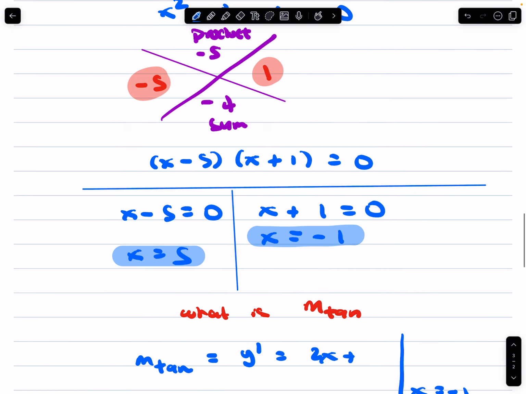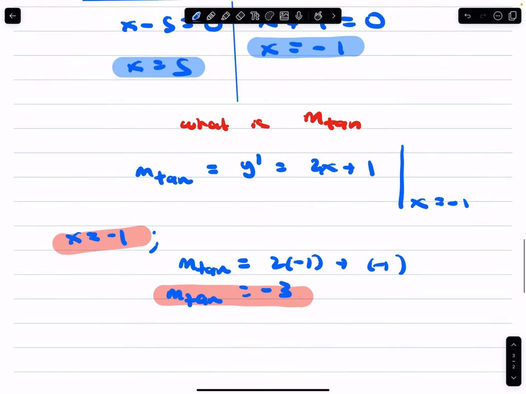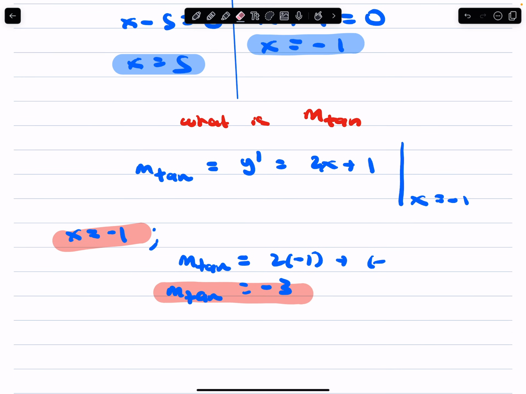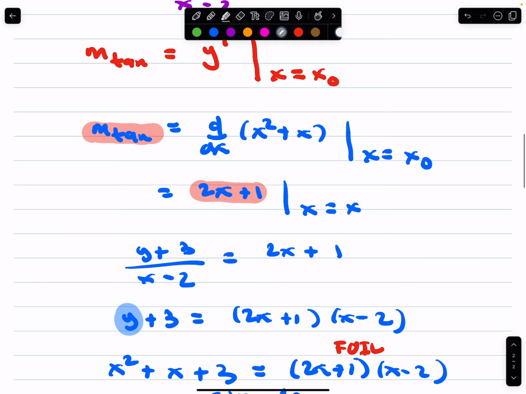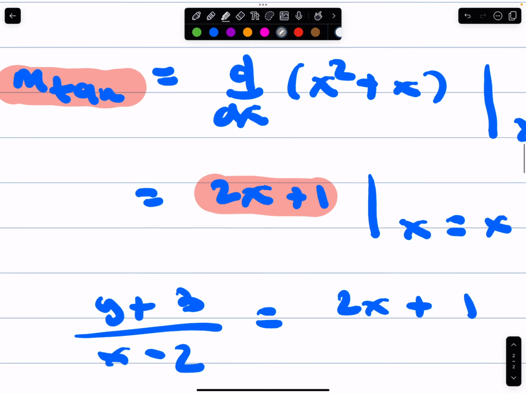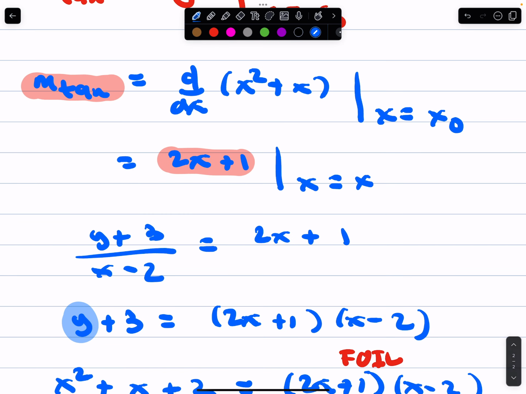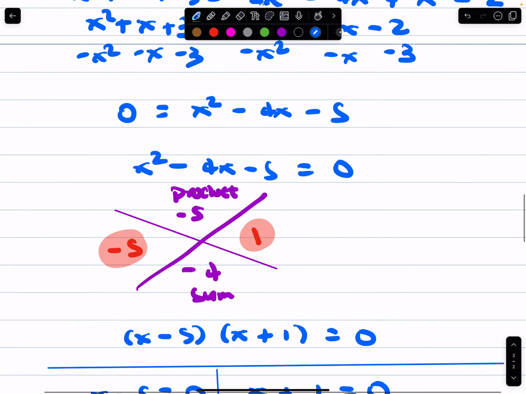Okay, don't forget m tangent. So that's where I'm kind of having a little trouble here. All right, now we're good. Okay, so remember this. Let's highlight this here. 2x plus 1 was m tangent. Yeah, right here. Okay, I'm just putting this notation, I guess. Okay, 2x plus 1. Now we're good.